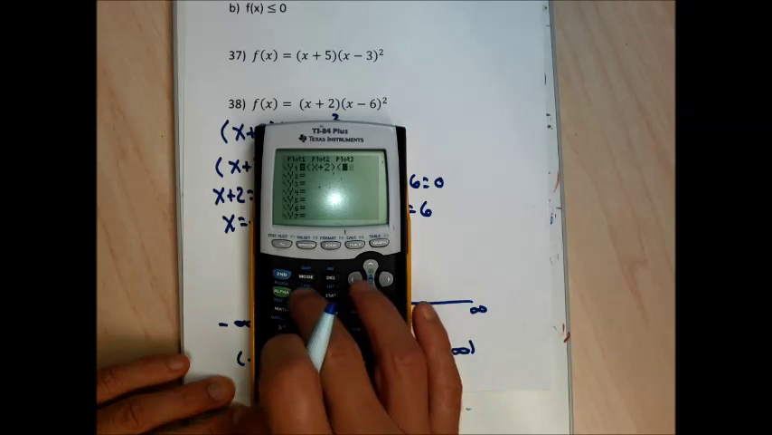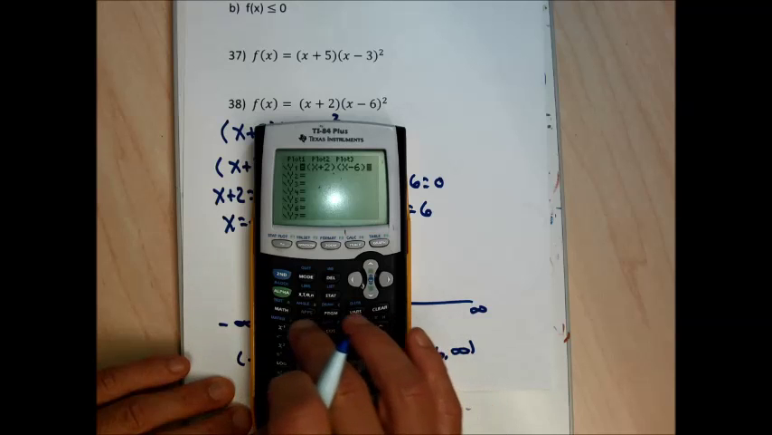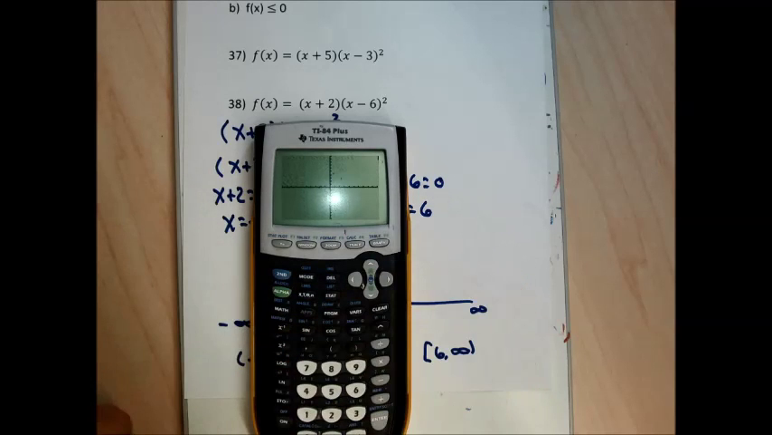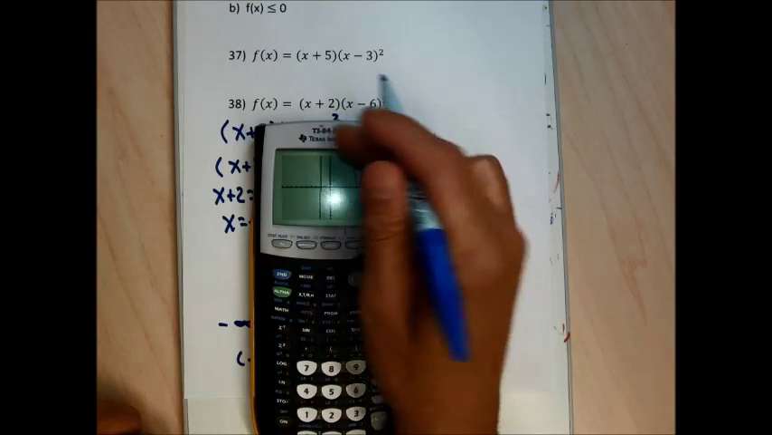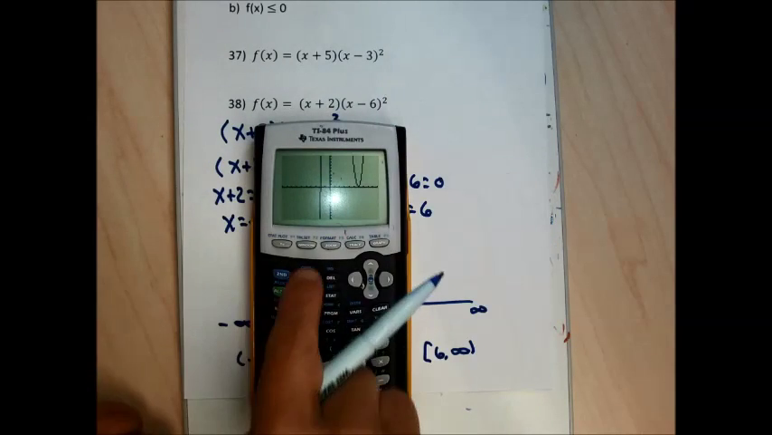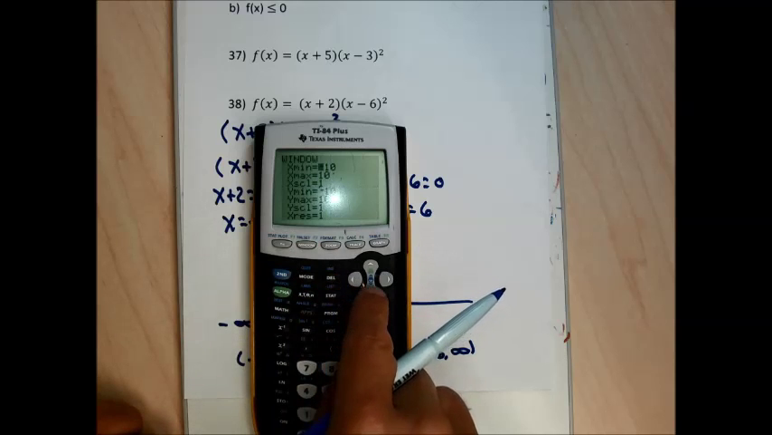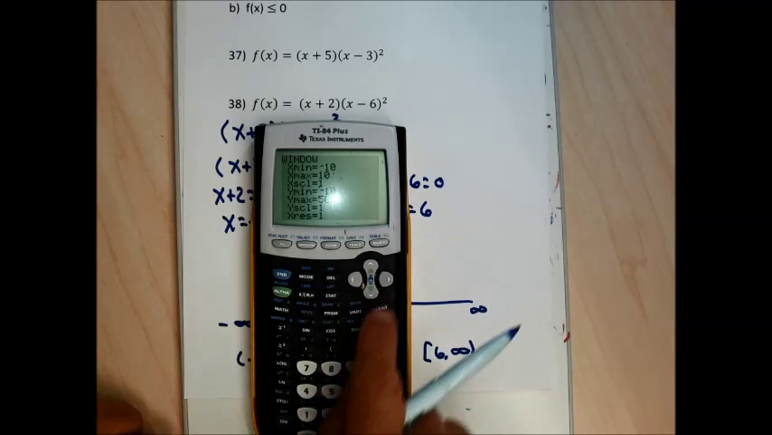But I'm going to enter the function x plus 2 times x minus 6 squared, hit my graph. The only thing I can't see is a point that's way, way up here. If I want to see that point, I'm going to make my y max extremely large, maybe like 50.